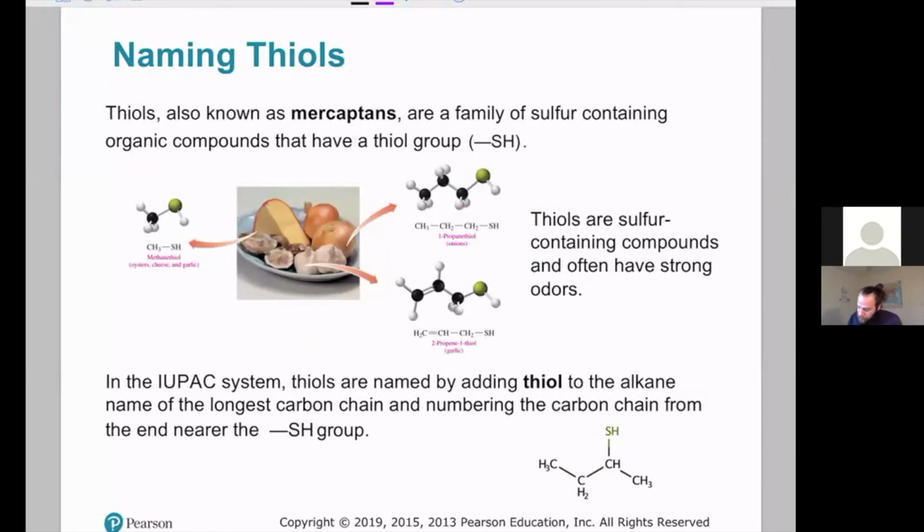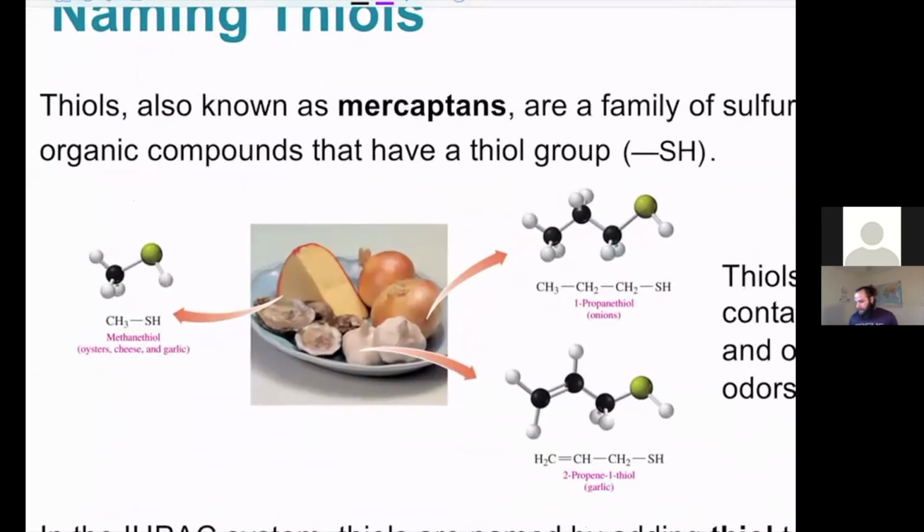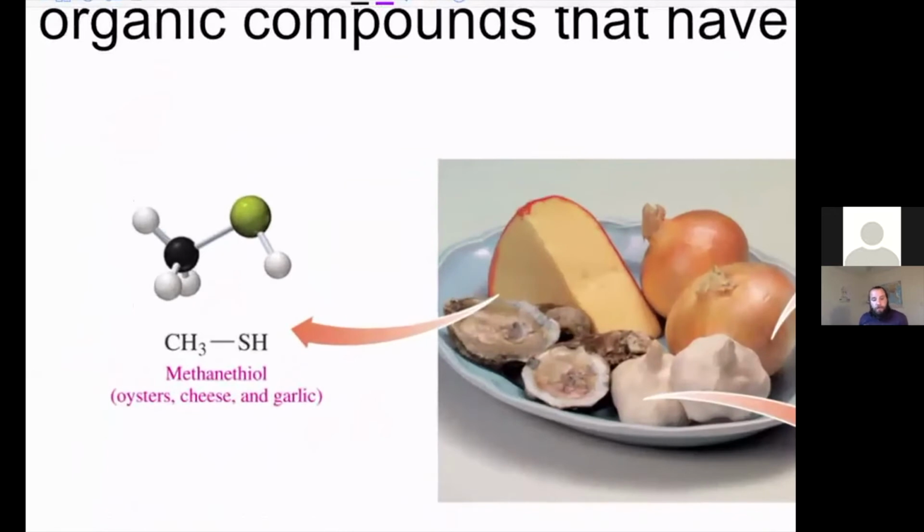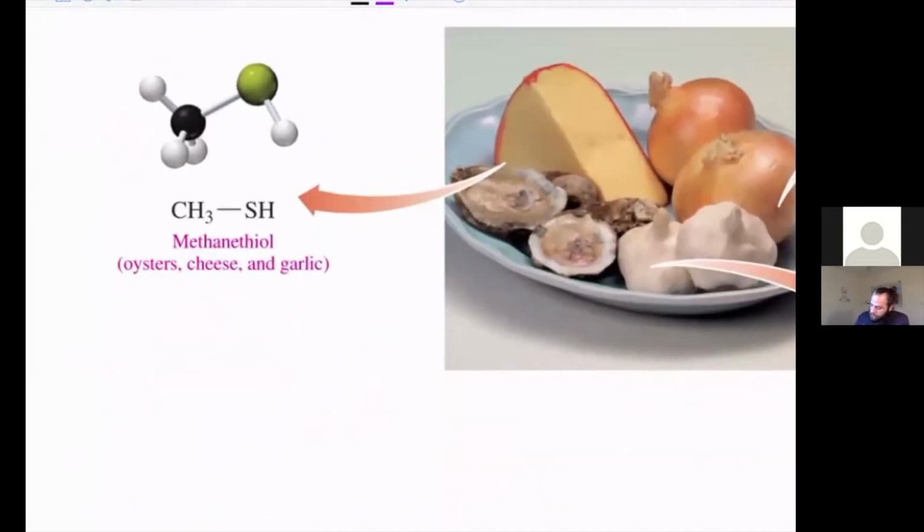So let's look at some of these. These are the more pleasant ones, such as methane thiol, which you can find in cheeses and garlic. So let's look at this name real quick. First of all, one carbon, so that's where we get our meth prefix. And then instead of, right, so methanol, let's actually do it here.